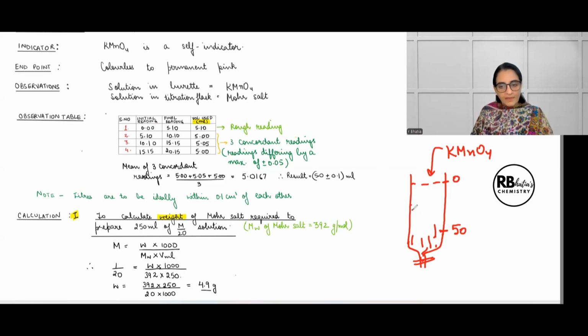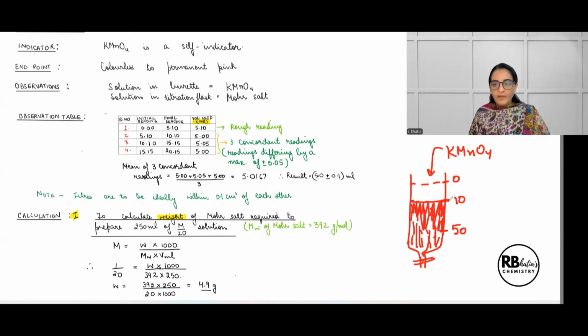Let us say when you poured the liquid, your initial reading was either 0, or it can be anything. You don't essentially have to start from 0 every time. Your initial reading can be anything. Let us say you have poured your liquid till 10 ml, right? So can I calculate the total volume of KMnO4 that is present inside the burette at this moment? No. A burette does not help us to calculate the volume of liquid present inside. Then what is the purpose of a burette in measuring volumes?